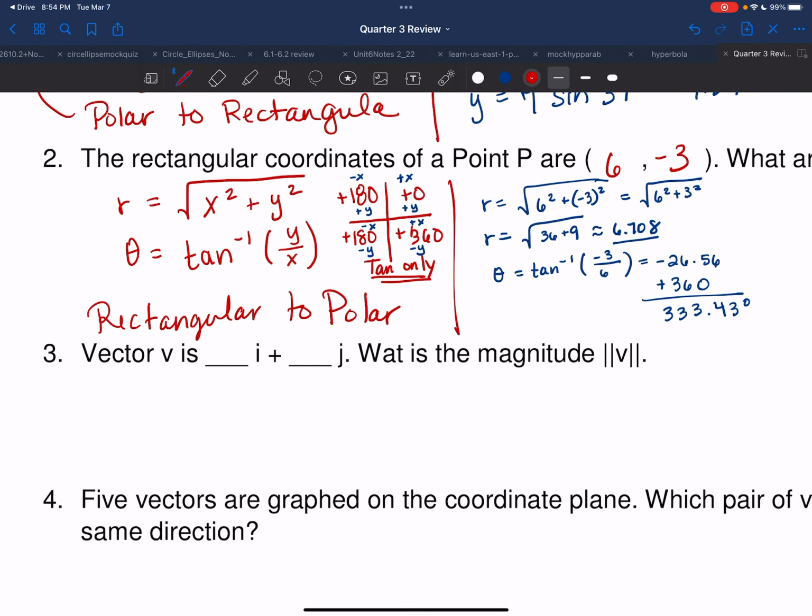All right, let's take a look at this next one. Vector V is 8i and 7j. Again, we came up with this, and I have a typo. Vector V is 8i plus 7j. What is the magnitude of vector V?